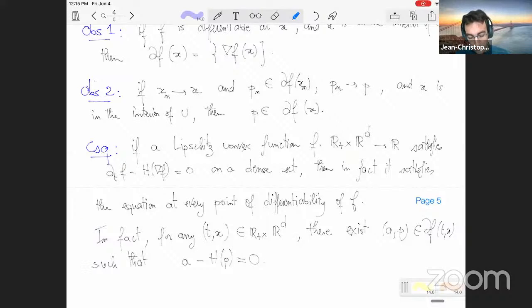So we know that on a dense set of points, the function is differentiable, and this relation is valid. So it means that there exists a dense set of points at which this subdifferential consists of a singleton. And if I call this singleton A, P, then I have that A minus H of P is equal to 0.